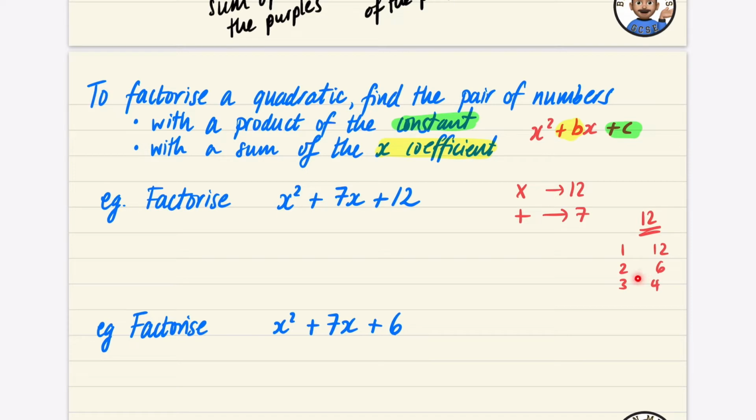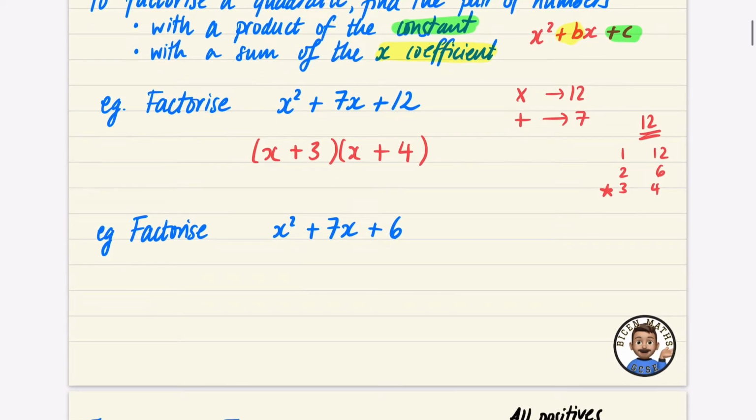Well, the pair that are going to add to 7 are the 3 and the 4 that we've got down here. So when I write this as brackets, they're always going to be a bracket that looks like this. The numbers that we're going to say are 3 and 4. Well, because they are positive numbers, it's positive 3 and positive 4. We can check it works. 3 times 4 is 12, 3 plus 4 is 7. Always look at the multiplying one first, you're going to find it a bit easier.